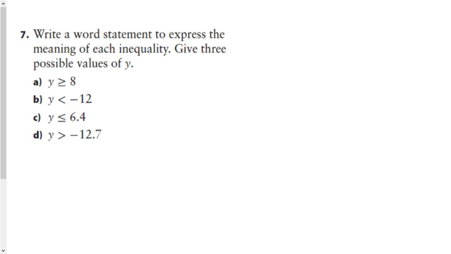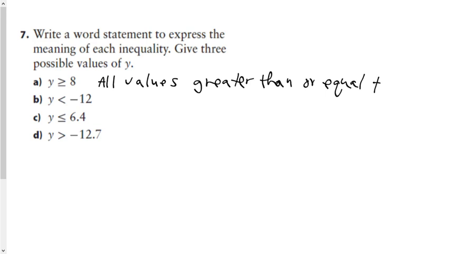Question 7, write a word statement to express the meaning of each inequality and give 3 possible values. So question A would be all values greater than or equal to 8. And 3 possible values for any value that's greater than or equal to 8. I'll make a set of numbers with these brackets that you've probably never used before, but they're beautiful. They're a mathematical set of values.